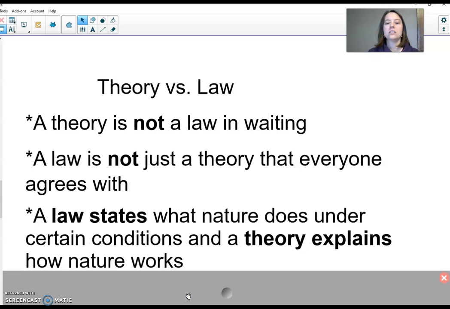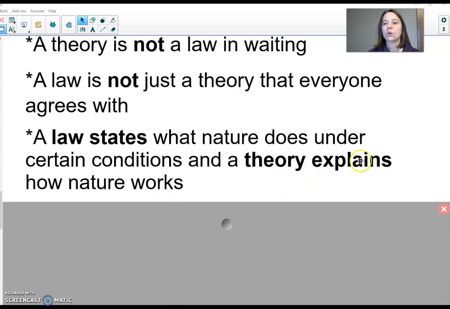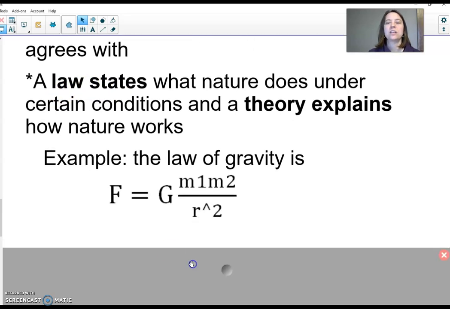So, a law states what nature does under certain conditions, and a theory explains how nature works. So again, we see this word explains, and that is something that you'll want to keep in mind. Theories always explain how nature works. A law is often a mathematical statement, often using an equation.